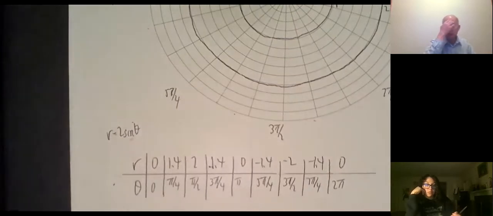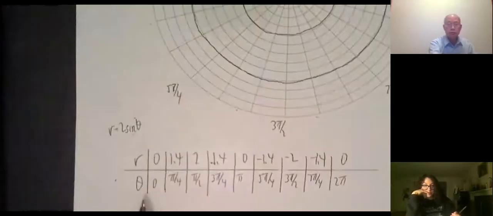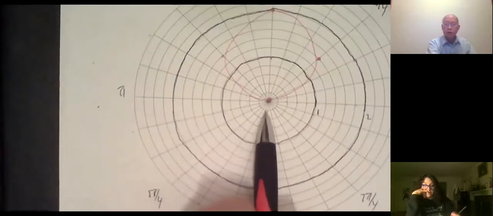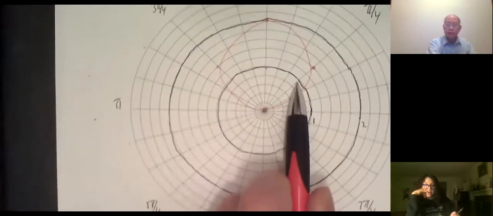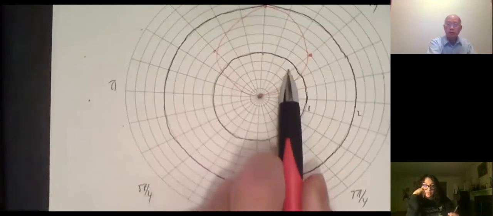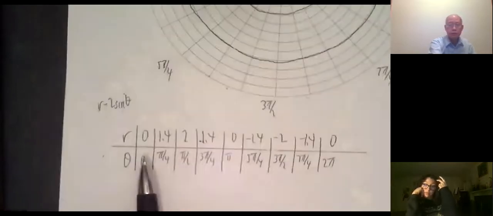Okay, so here we go. All right, so 0, 0 starts at the pole. However, for 45 degrees, 1.4. Okay, this is 1, and each circle is 0.2, so 1.4 go to the 7th circle. Pi over 2, 90 degrees, r is 2.